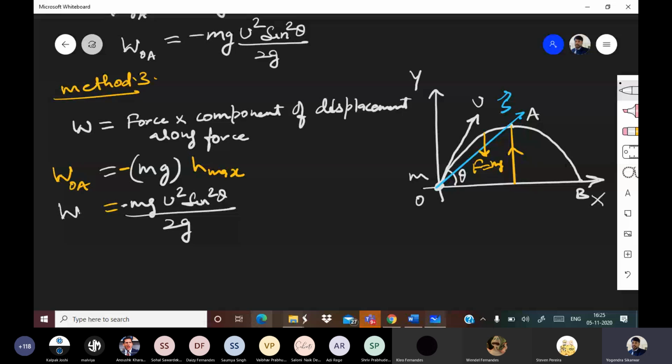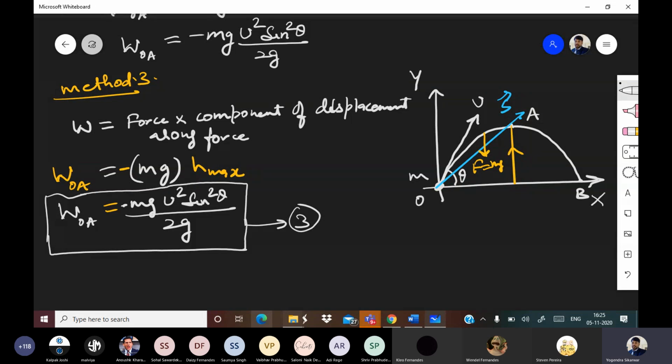You might say, sir, this is very easy. It becomes easy with practice. This is method 3. Good. Work done is equal to force into component of displacement along force. Method 4.